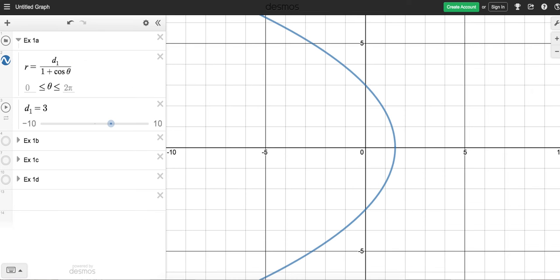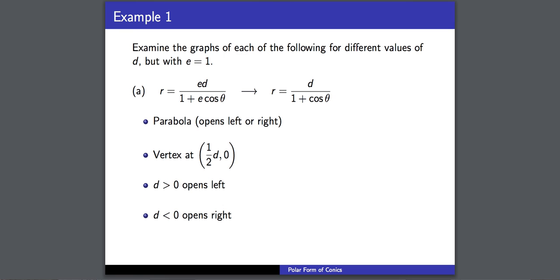If d is positive, it's going to open left, and if d is negative, it is going to open to the right. So here we have d is positive, so it is opening to the left, and then the y-intercepts are at (0, plus or minus d).